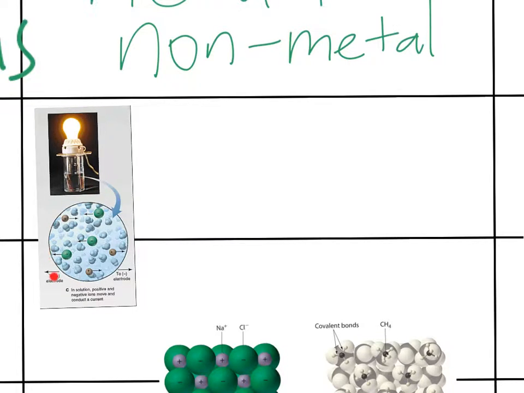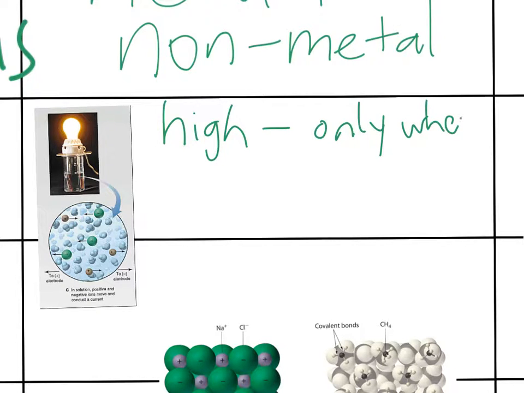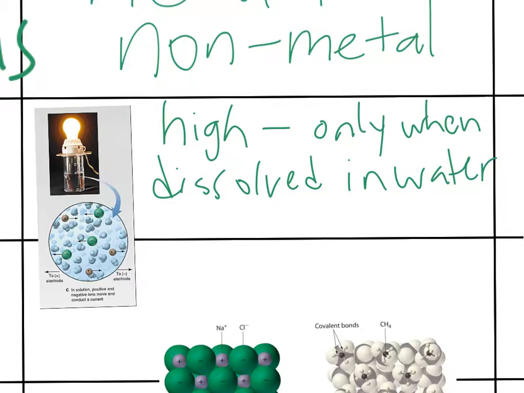So ionic compounds are going to conduct electricity, so they're going to have high levels of conductivity, but only when dissolved in water. So when an ionic compound is dissolved in water, it's going to conduct electricity really well. For example, if you dissolve salt in water, that is going to conduct electricity well.